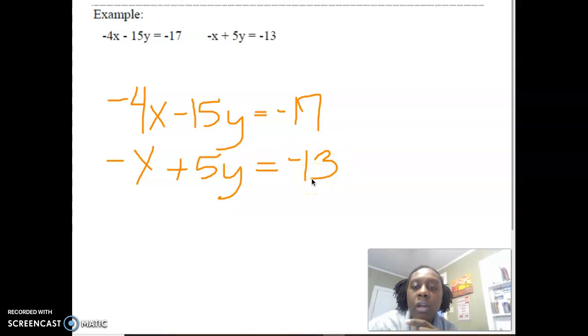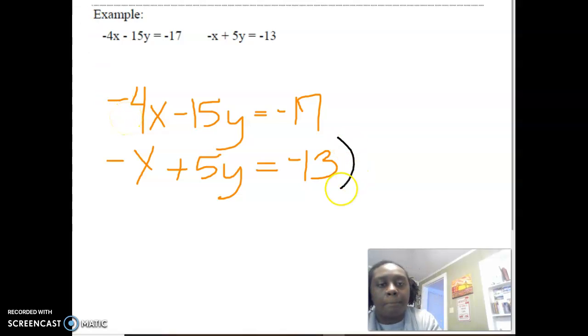So here, when you're trying to make a choice of which variable to eliminate, this one you really have some flexibility. So you can either choose to multiply the second equation by 3 and let your y values cancel out, or you can multiply the second equation by negative 4 and you'll have your x's cancel out. Either way, you should get the exact same answer for your solution. Alright, so what I'm going to do is multiply the top equation by, not the top equation, the bottom equation by 3.